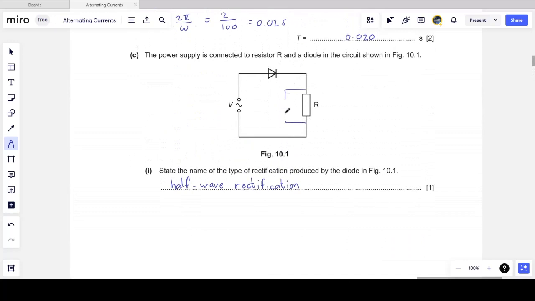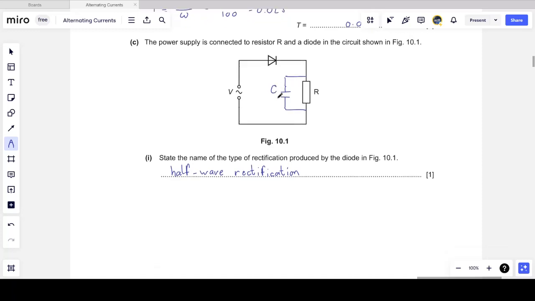You have to make sure that you add the capacitor in parallel with the resistor in order that it charges when current is flowing through the circuit, and then discharges when the diode prevents current flowing through the circuit. And so we smooth the potential difference across R. And so we have none of those periods where the voltage across the resistor is zero. It may be low, but at least it's getting something from the capacitor.